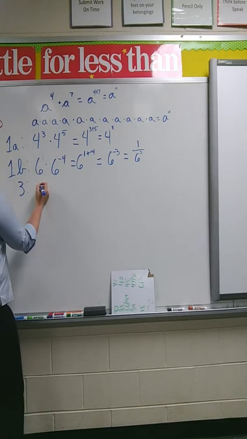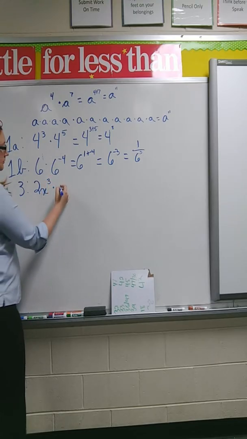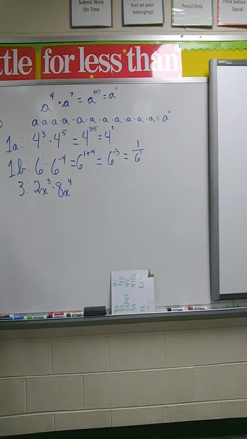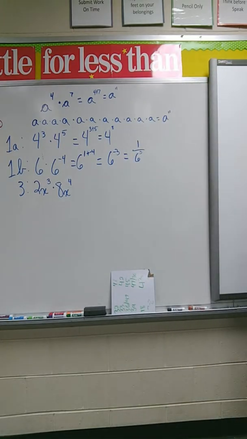2X to the 3rd times 8 to the 4th. Do I have it right? 2X to the 3rd power times 8X to the 4th power. Okay. Guess what?